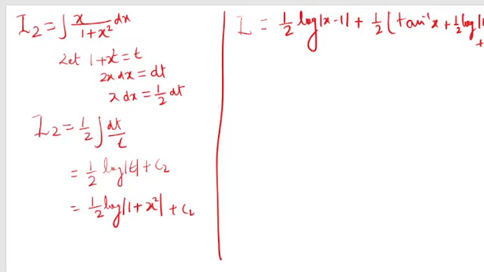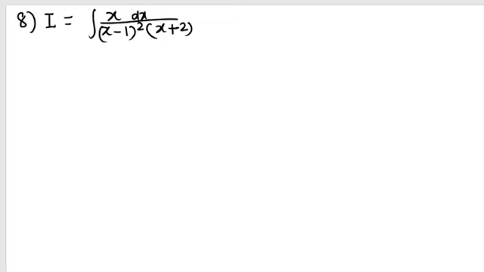Right, now next one is question number 8. We are given I is equal to integral x by x minus 1 whole square into x plus 2. How can we do that? Again we can apply partial fractions directly.